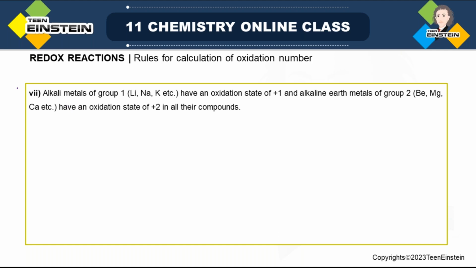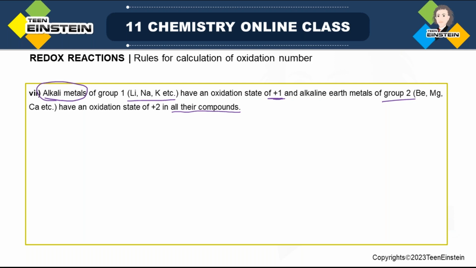Now the next rule is for alkali metals. Alkali metals are group 1, like sodium, potassium, and then alkaline earth metals, group 2. So for group 1 it is always +1, and for group 2 it is always +2 in all their compounds. This is very easy to remember, and when you read the unit on the s-block, you will be able to remember it easily. It is not very difficult.